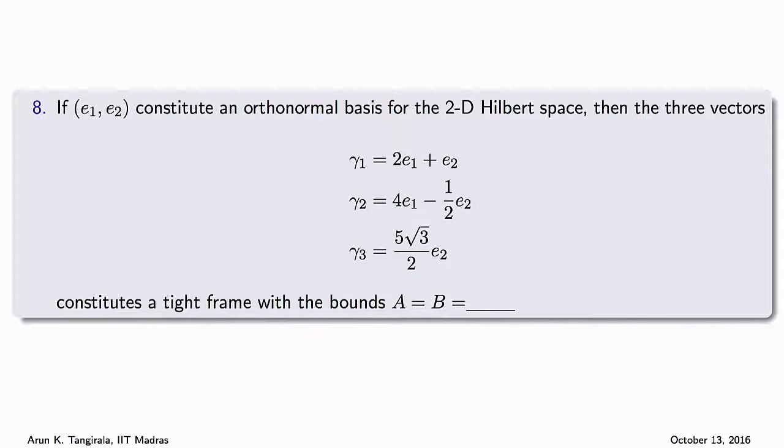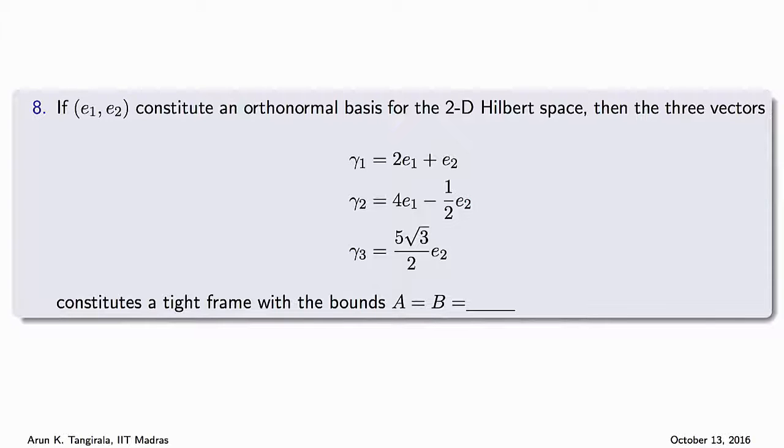Now, moving on to the next question, there is a big jump here. Whoever has designed the question paper decided that you should take a big leap from instantaneous frequency to the concept of frames. What we are given here is that E1 and E2 constitute an orthonormal basis for the two-dimensional Hilbert space, and 3 vectors are constructed from this E1 and E2. If you look at the concepts associated with this question, first you have the concept of a basis, which is nice. You can go back to one of the earliest lectures where we defined what is meant by basis. Then there is a concept of orthonormality.